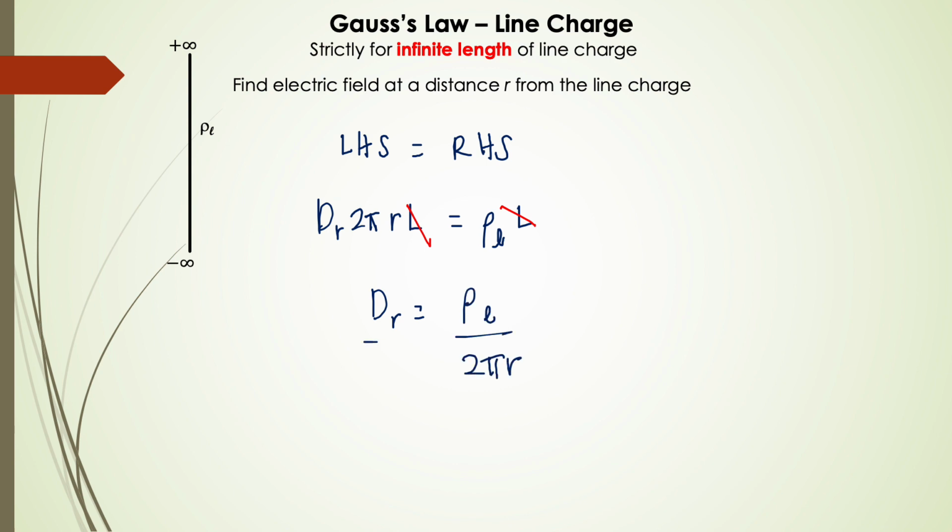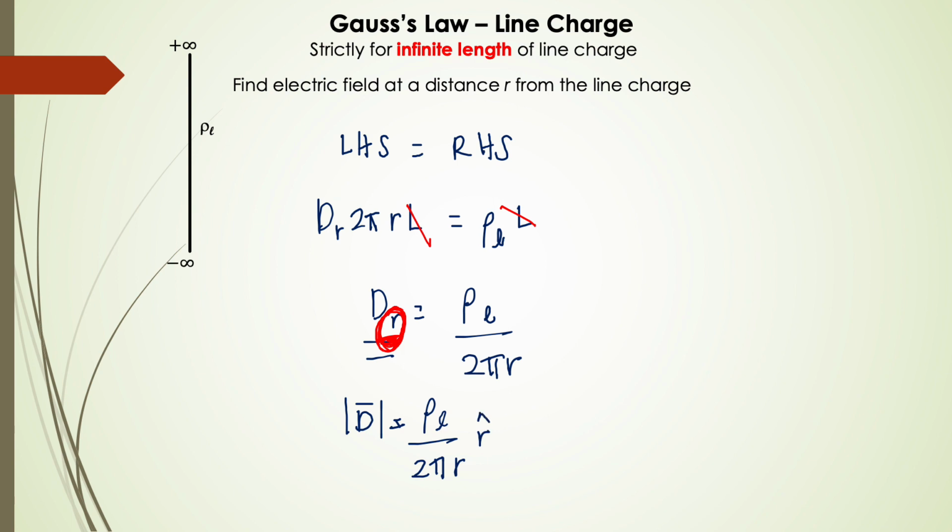But this D is in a scalar form, right? To change into vector form, it must have a direction, and the direction just now we already know it must be in r direction. That's why I put a subscript of r just now, to remember that our D is in r direction. So the vector will be rho L over 2 pi r in r direction.